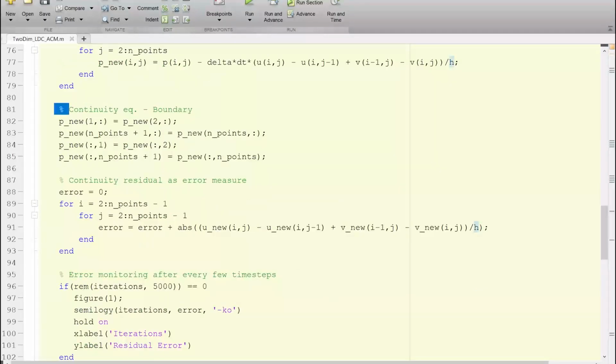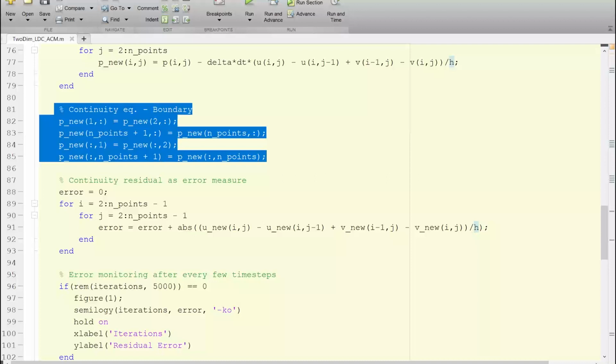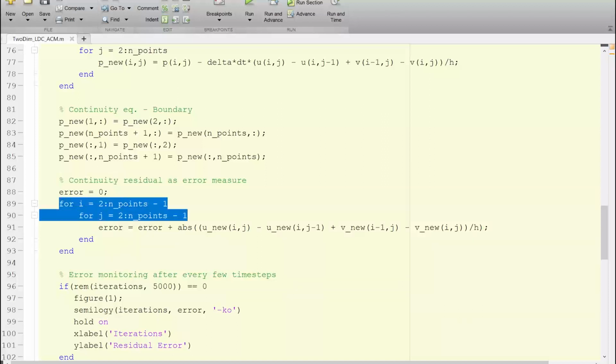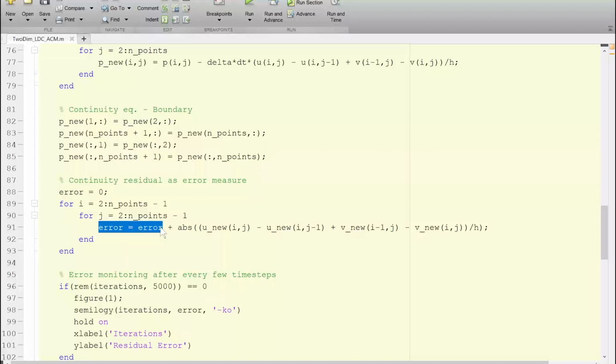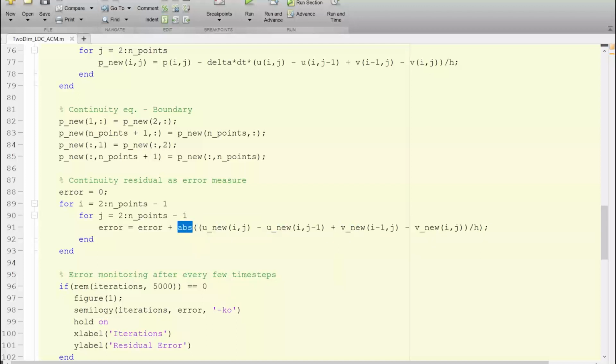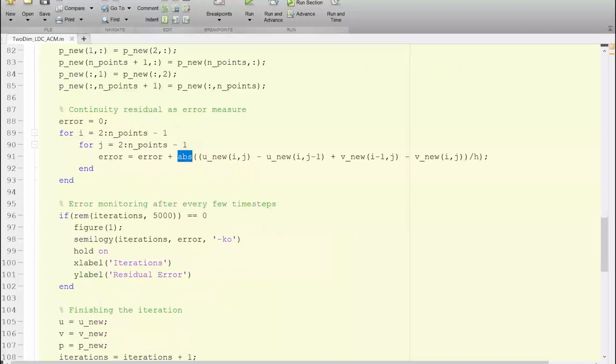So finally, after getting the pressure boundary condition, we calculate the error based on the continuity residual. So what I do is for all the interior points, firstly we define error as 0, and then we say that the total error is error plus the continuity residual, and I'm taking an absolute value just to make sure that it is positive, so that it doesn't come out to be negative, and then the computer might think that the error is actually less than 0.